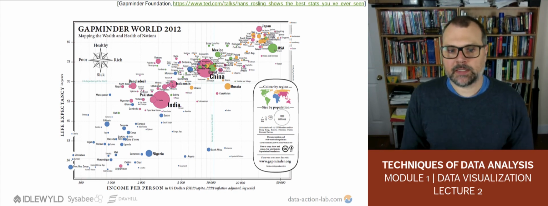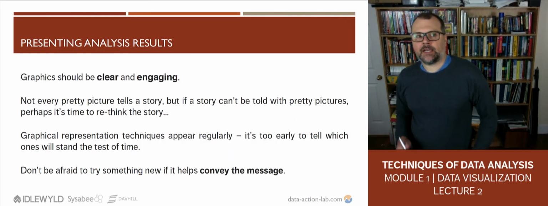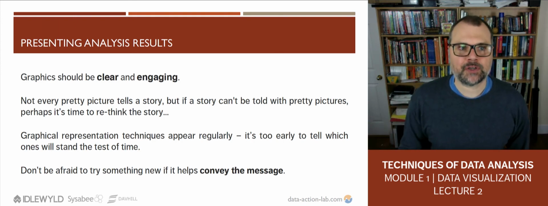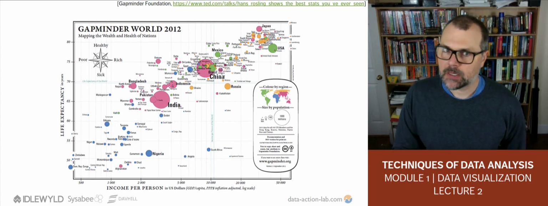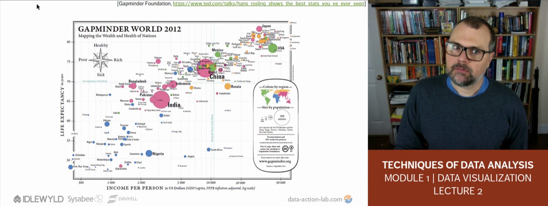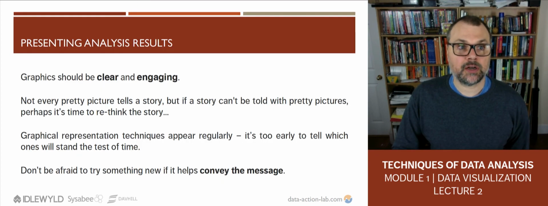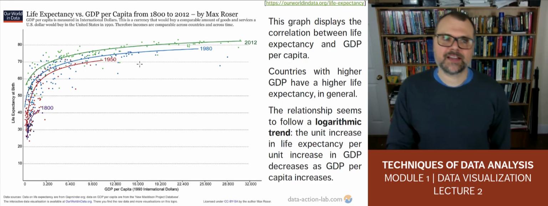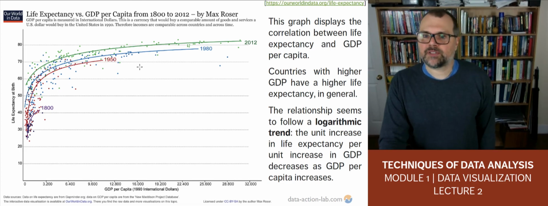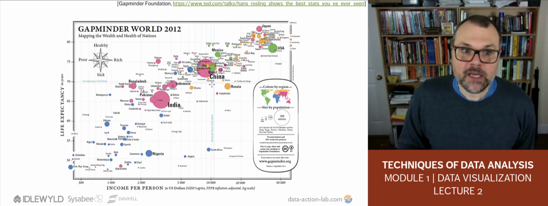So, what else can we say about this here? If you're going to be presenting analysis results, you're going to make sure your graphics are clear and engaging. This here might not necessarily be the way you would present the information, but it does give you a chart which is both clear and engaging. The thing is, this chart here is also clear and engaging, not as engaging because it's harder to make sense of it. We don't have specific points, specific locations, as we would here. Here we can identify countries.